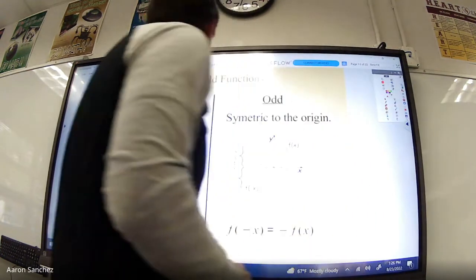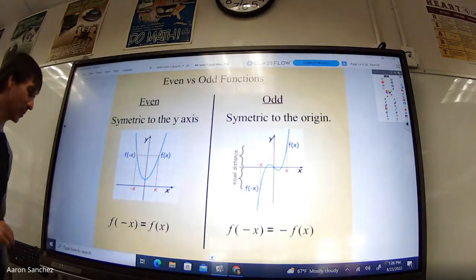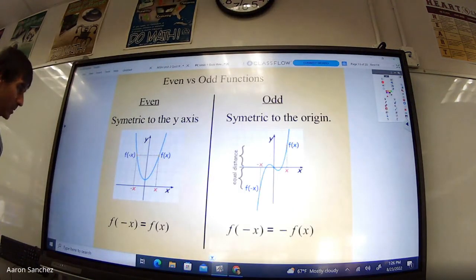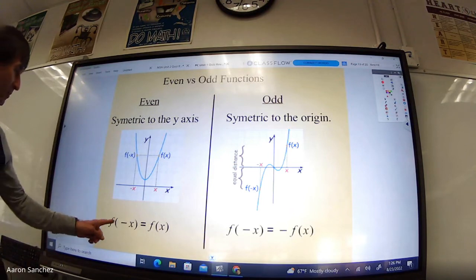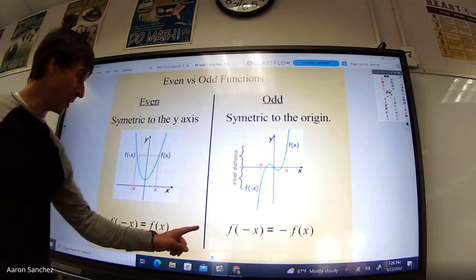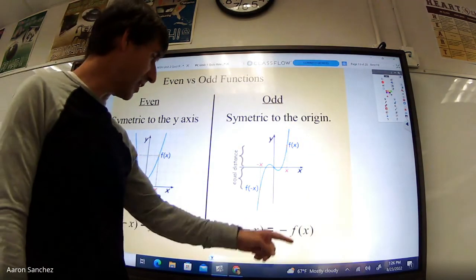Okay, even odd. I said there wasn't going to be on the quiz, but this will be on the quiz. Even odd functions. It will be on the quiz. So this is in your notes, but remember, even: f of negative x equals f of x. Odd: f of negative x equals negative f of x.